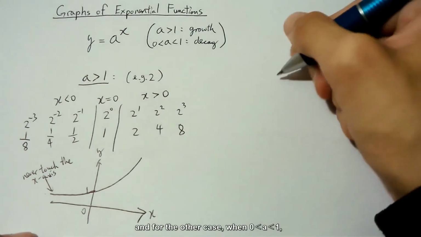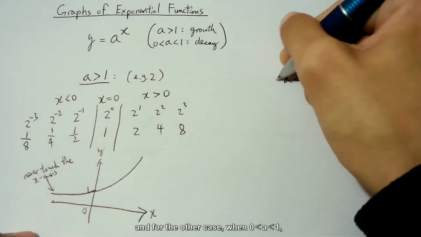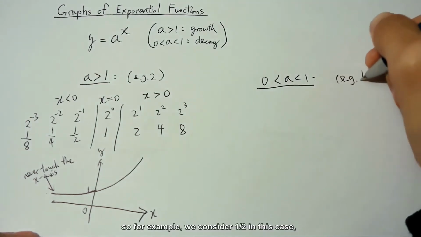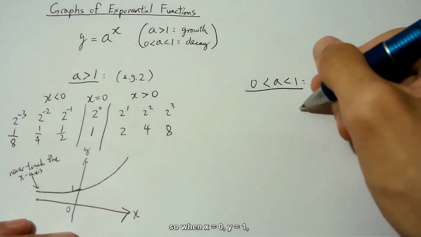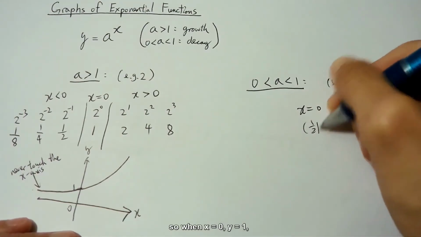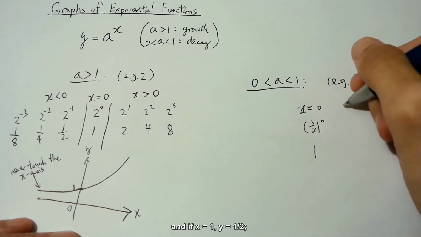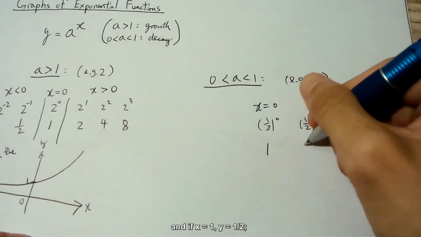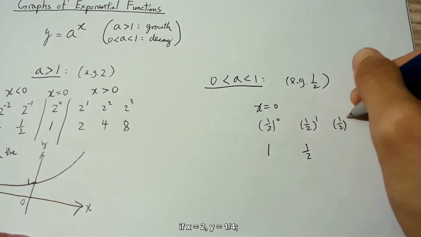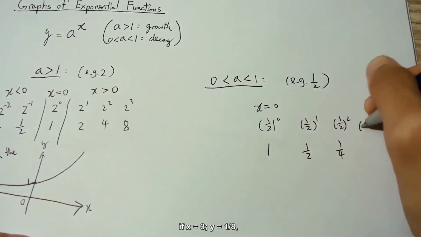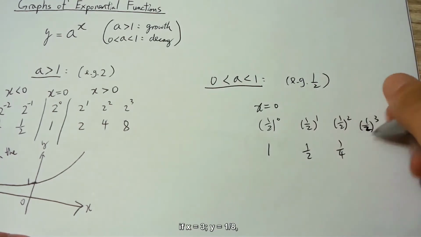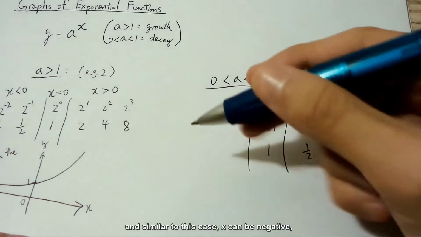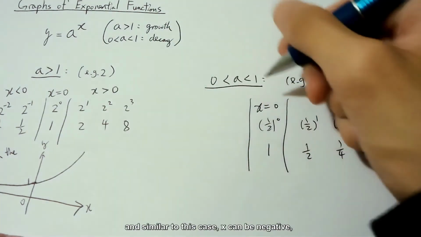And for the other case, when the base is smaller than 1 and bigger than 0, so for example, we consider half in this case. So when x is 0, the value of y is 1. And if x is 1, then the value of y is half. If x is 2, then it will be 1/4. If it is 3, then the value of y will be 1/8. So that's the positive side.